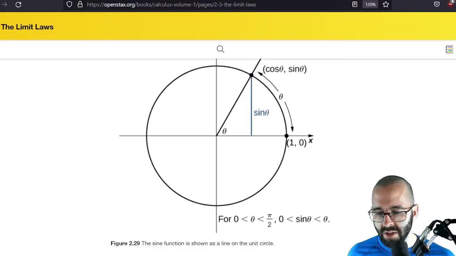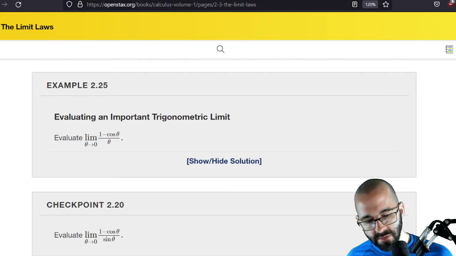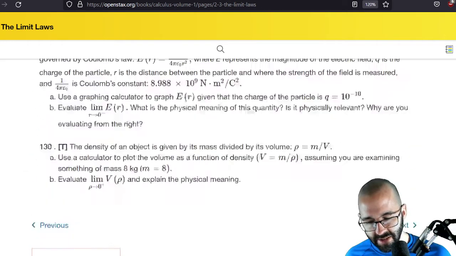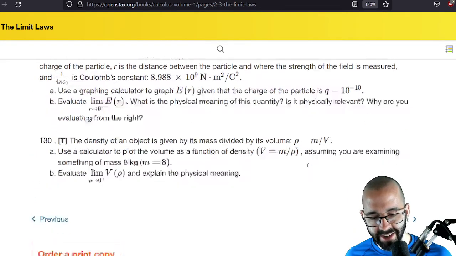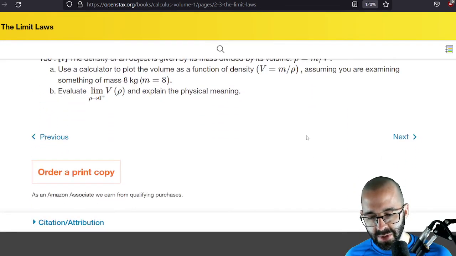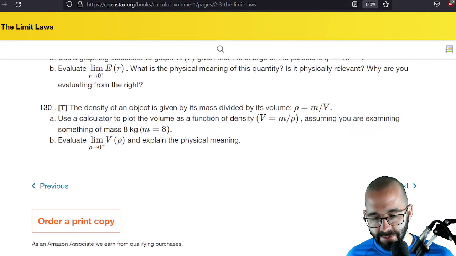The last video of this whole section is going to be 130. Still haven't figured out, by the way, why the textbook sometimes jumps around when I alt-tab out.